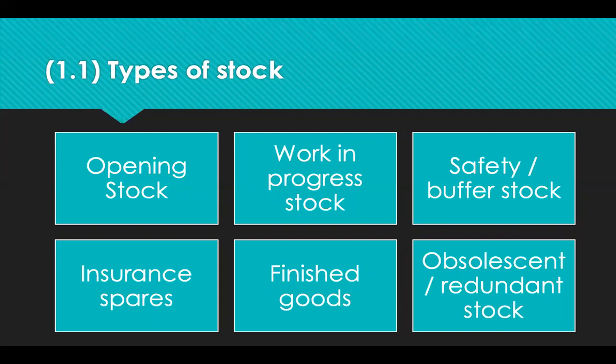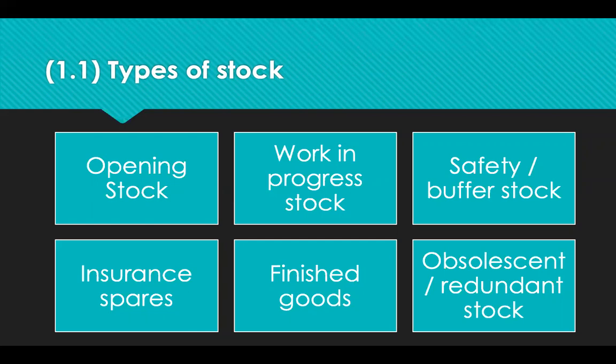Work in progress stock are items that are being used in the production process. May also include the cost of labour and overheads. In accounting, it's viewed as the current inventory asset, which is neither a raw material or a finished stock.